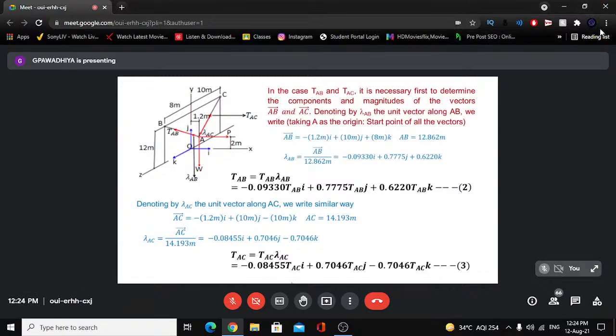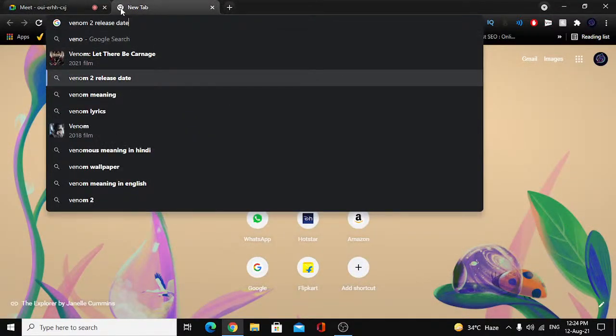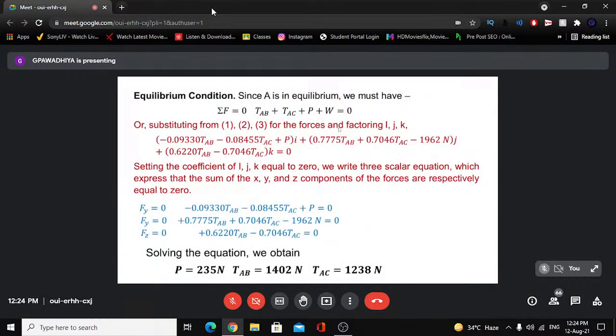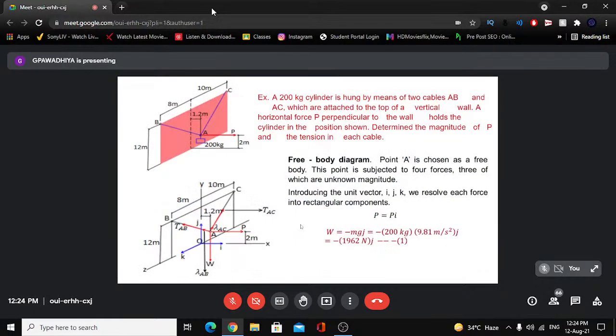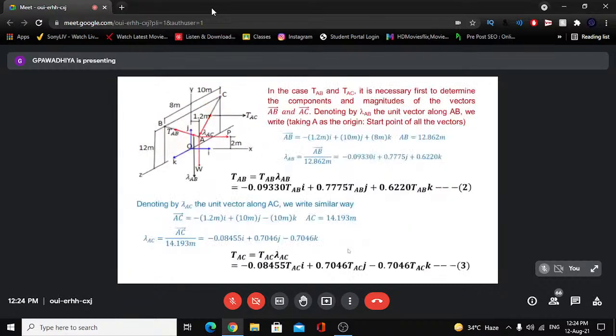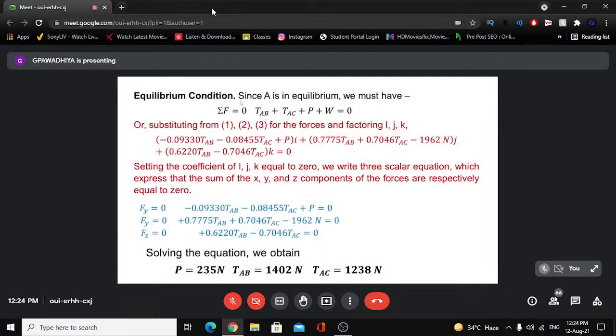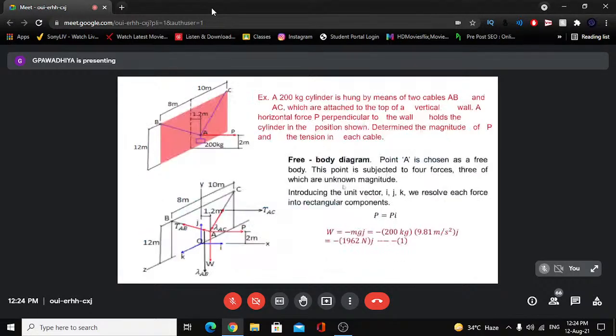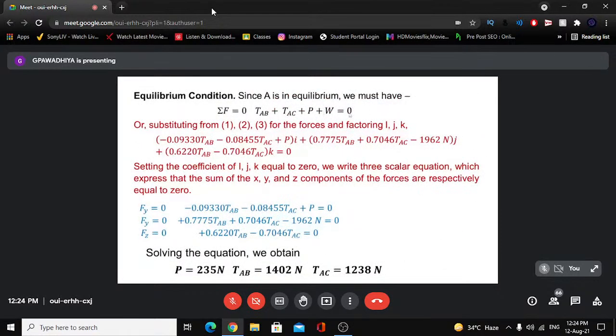Now equilibrium. We know the direction of W is downward. The direction of P is towards the right, positive. When we write the equilibrium equation of forces at joint A, the vector equation, we always express the directions, like minus mg j, in vector form with the proper sign. So when we write the equilibrium equation at joint A, it is sigma F equal to 0. We should write it in summation form. So it is TAB plus TAC plus P plus W equal to 0. The sum of all the forces at this joint must be equal to 0.